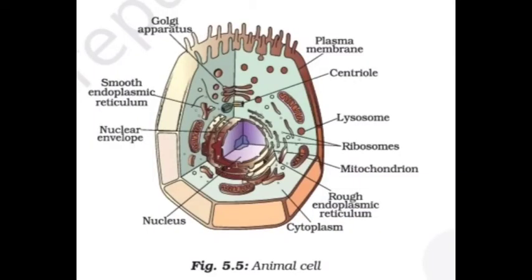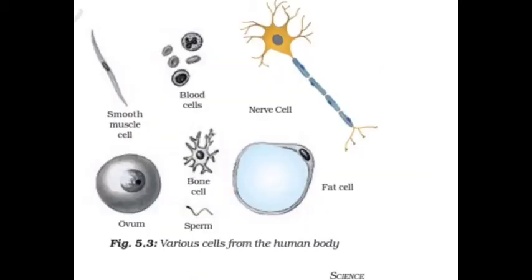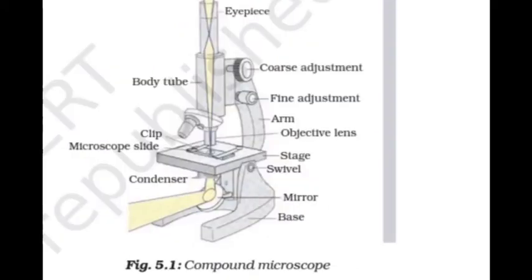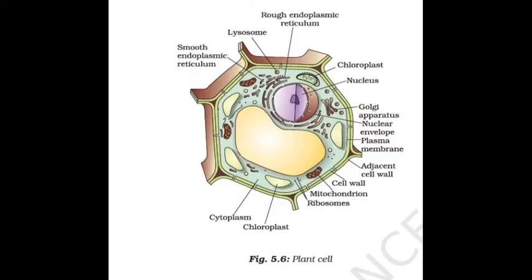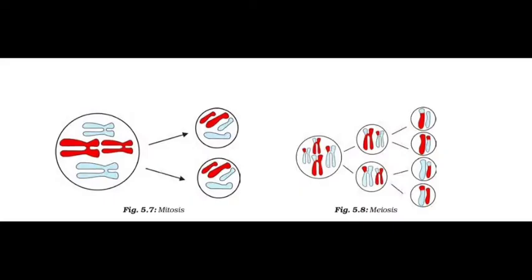Here we can see an animal cell. Here are different types of multicellular cells: nerve cell, smooth muscle cell. Here is the compound microscope. Now this is a figure of onion peel, the skin of an onion. Here is a plant cell. Here we can see the plant cell, and here how a cell is divided. So we can see a different picture.